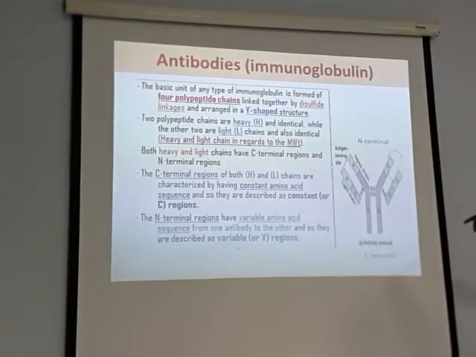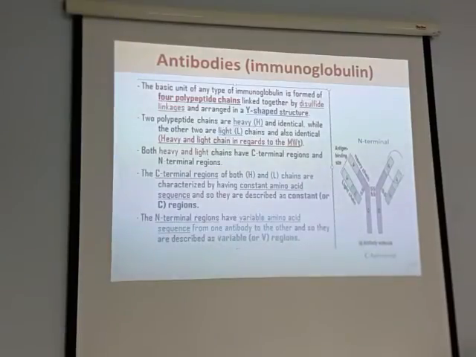So this antibody structure has 2 terminals. One is the C terminal and the other is the N terminal. What is the meaning of C terminal? C terminal means constant terminal. And in the C terminal, the amino acid sequence is constant. For each and every antibody, the C terminal has constant amino acids.